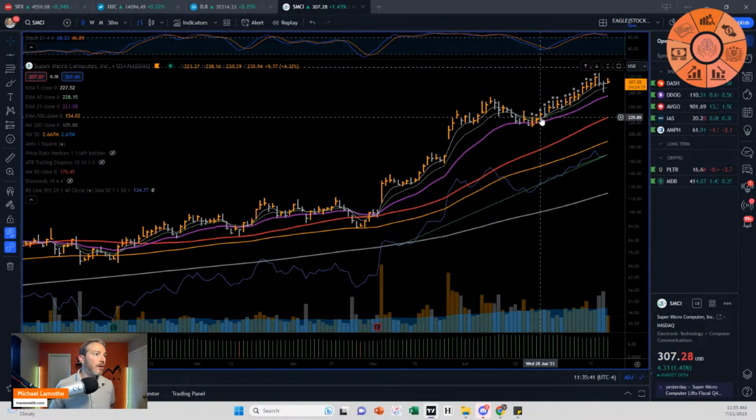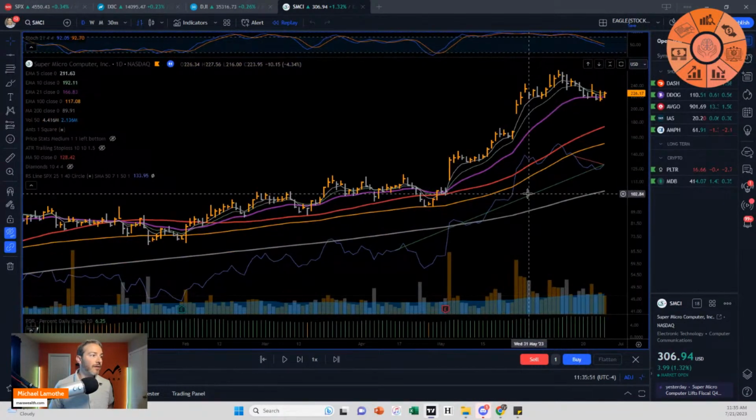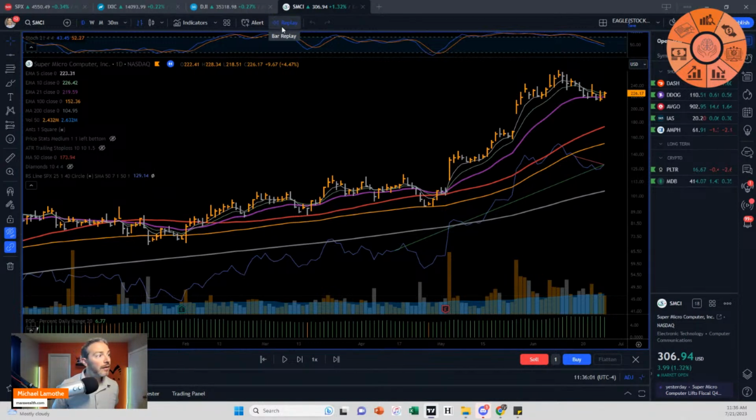Seems pretty darn precise, well, when you look at that, right? It's easy to see now, obviously, but in real time, if you're looking at it, how do you know that price is going to lift there? The short answer is you don't know.